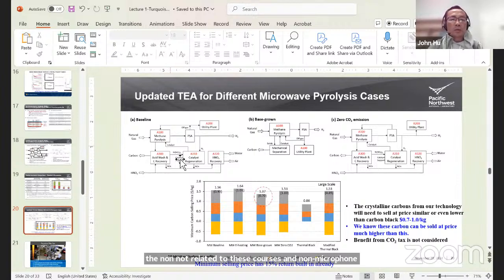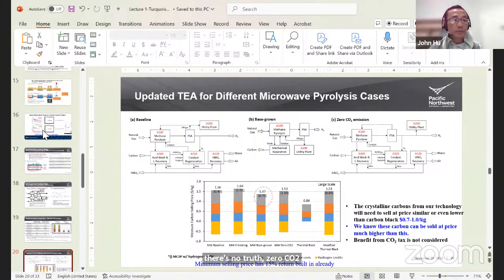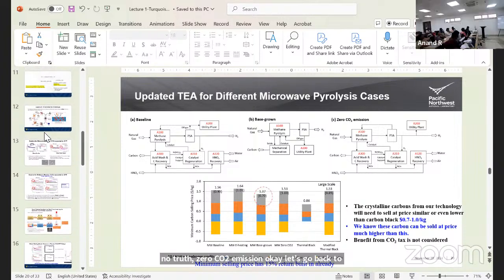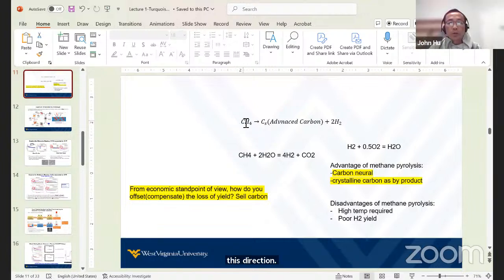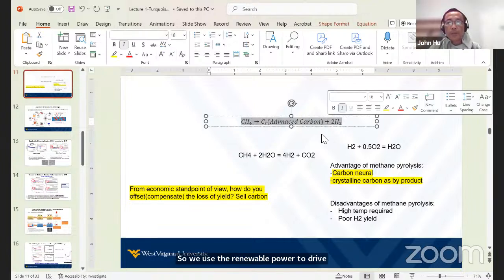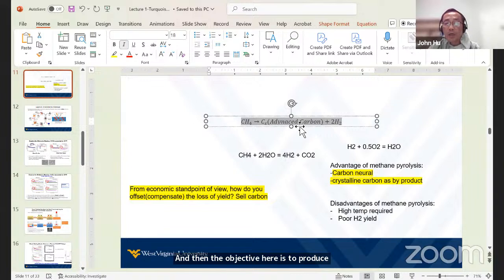Okay, so the base case, there's a base-grown case. Base-grown case means a different way to grow the carbon nanotube. Then there's a zero CO2 emission case, which I'm going to spend time on. What is the zero CO2 emission case? There's a true zero CO2 emission. Okay, let's go back to this direction. We use renewable power to drive this reaction. The objective here is to produce hydrogen and advanced carbon.